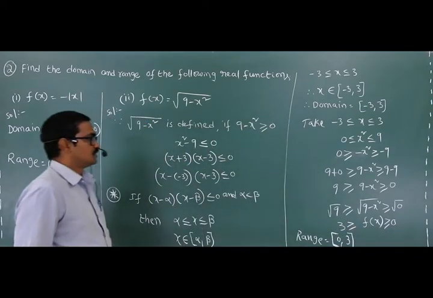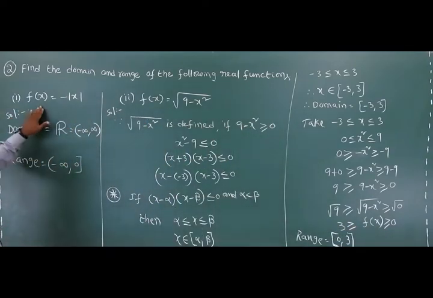Is it clear? See once again. f of x equal to minus modulus of x is given. The domain is capital R. It is defined for every value of x. The range of this function: if we take any real value and substitute it in this function, we get all negative real numbers. So the range is open minus infinity, closed to 0. You know already the modulus of x function has range closed 0, open infinity, because it is a positive value.